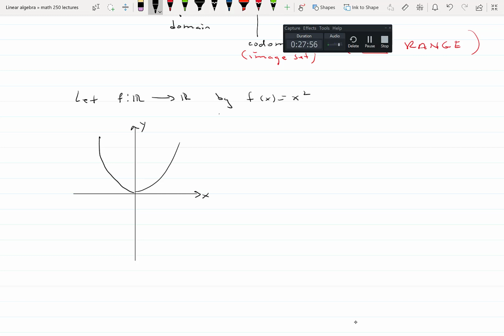Remember, the domain of a function is the set of all x values that are allowed in the function or used in the function. So the domain is the set of all real numbers. So this is the domain. Okay, the domain.